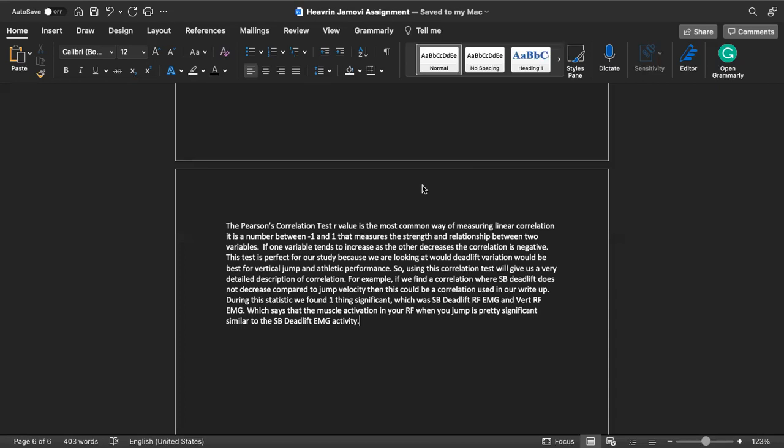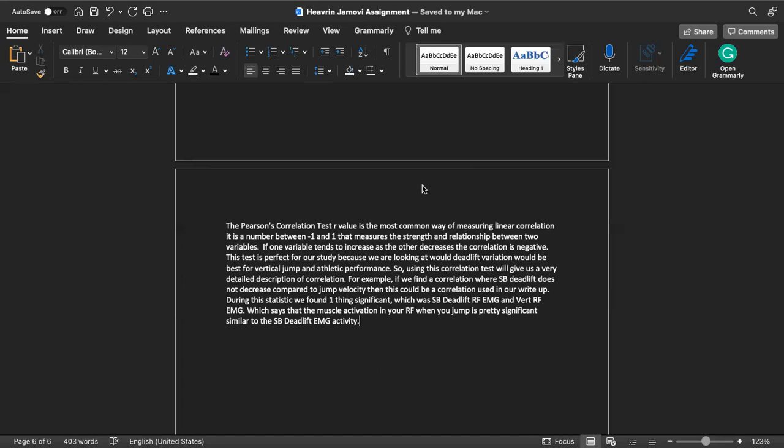So the R value is the most common way of measuring if two things are linear, which means they're going up in a positive direction. You'll get a number, and if it's closer to -1 or 1, that'll determine if it's positive or negative. If one variable tends to increase as the other one decreases, then that means it's negative. And if one increases and the other one increases or stays the same, then it's positive.